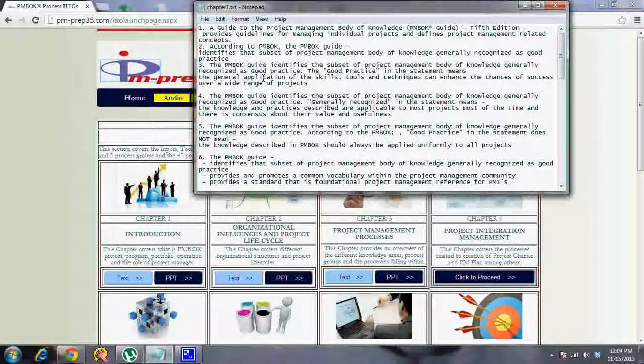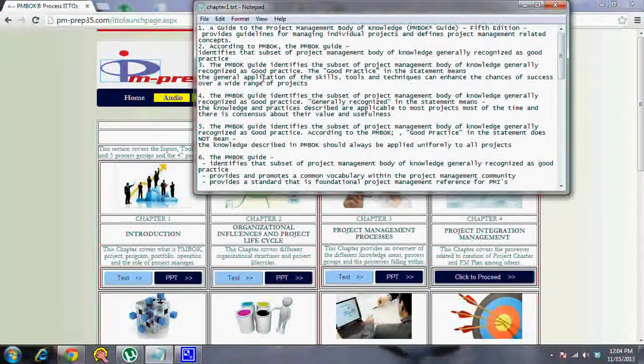It is most projects most of the times. Here we are not talking about an extreme statement where we say if you apply it on all projects all of the time, you'll get success out of those projects. It's most projects most of the times, and there is consensus about their value and usefulness. So a set of people have decided that when this body of knowledge is applied on most projects most of the times, the project should be successful, and they have agreed upon this.